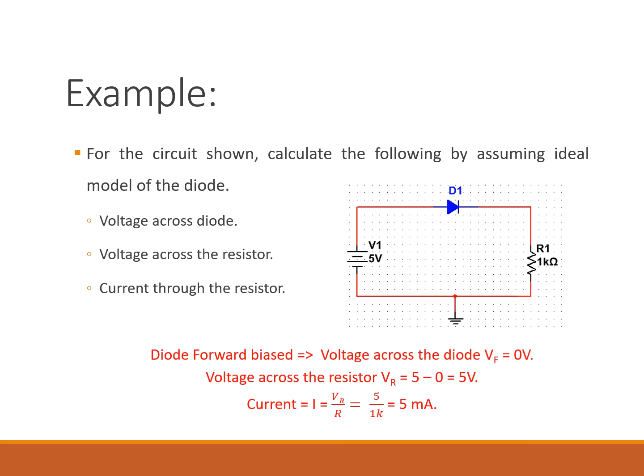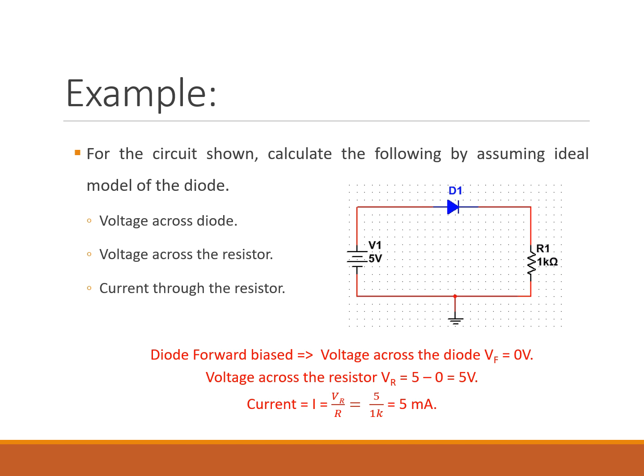Hey, listeners, now that we've covered the ideal diode model, let's put it to work. In this episode, we'll solve a basic circuit step by step, and you'll see just how easy ideal assumptions can make things. So here's the setup. This is what we're looking at. We have a 5-volt power supply, a 1 kilo ohm resistor, and a diode wired in forward bias. We're using the ideal model.